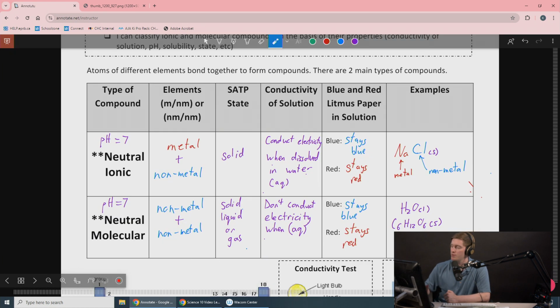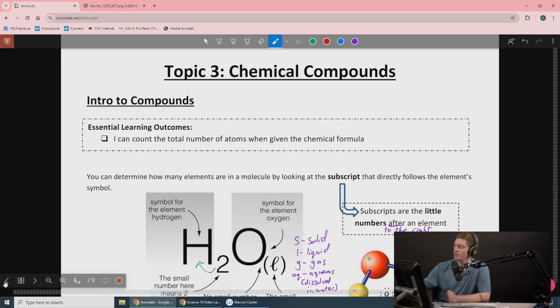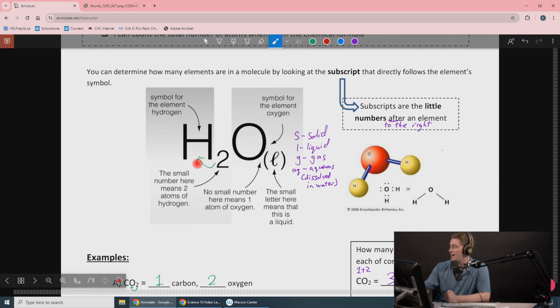For today, what I really want you to take away is that a metal plus a nonmetal is an ionic compound, nonmetal plus a nonmetal is a molecular compound, and how to read a formula to determine how many atoms of each element are in there. That's all for today. Next lesson, we'll talk about naming ionic compounds and building their formulas.